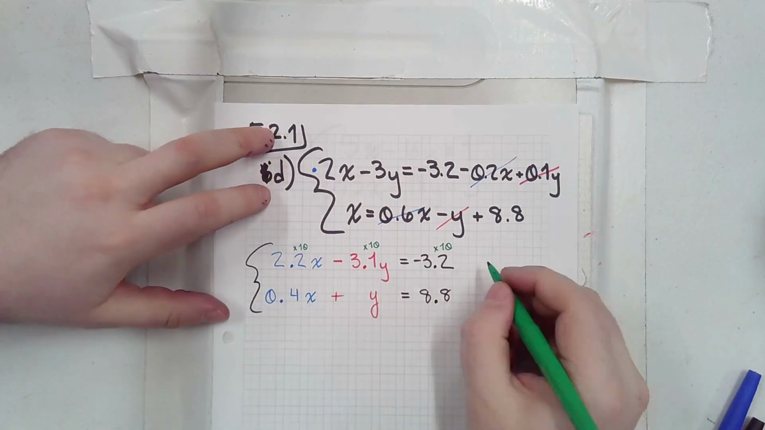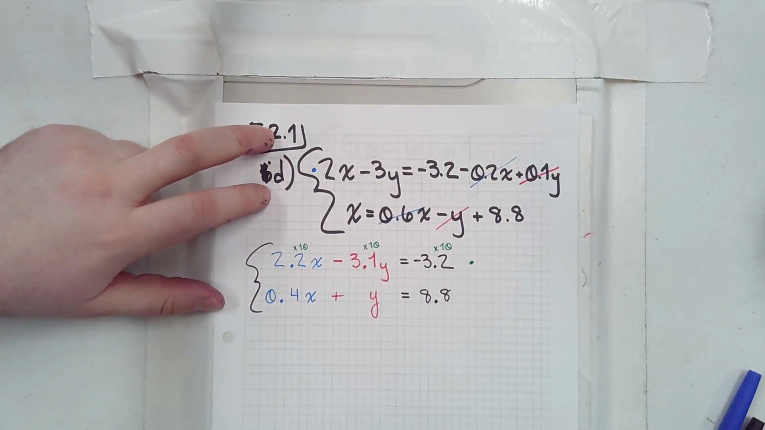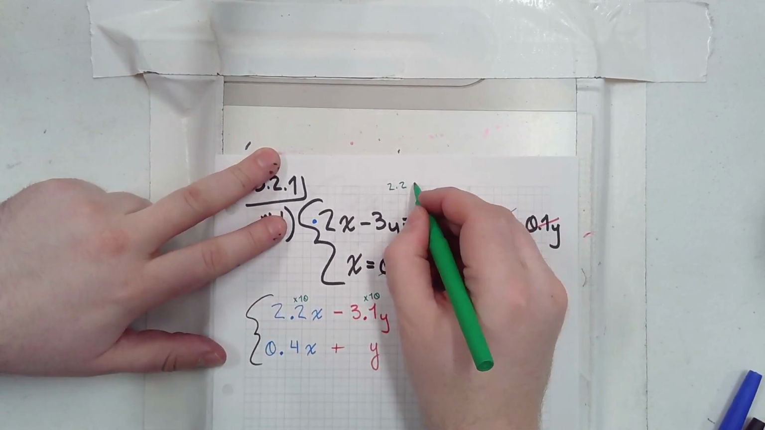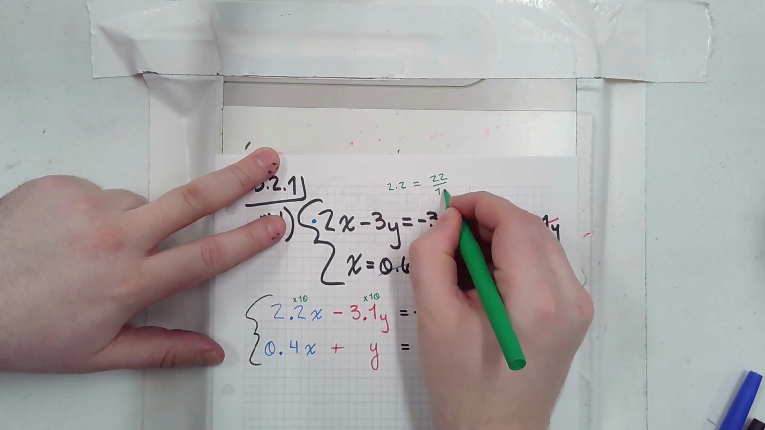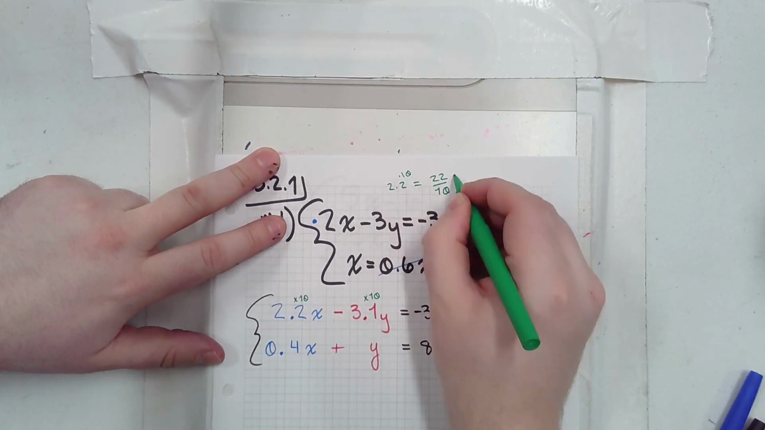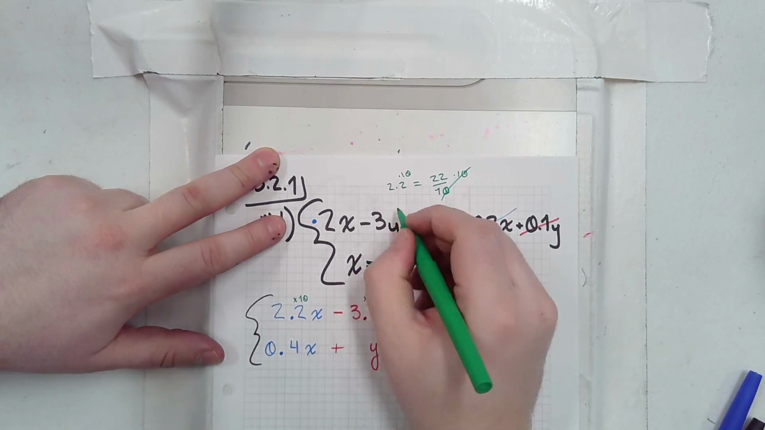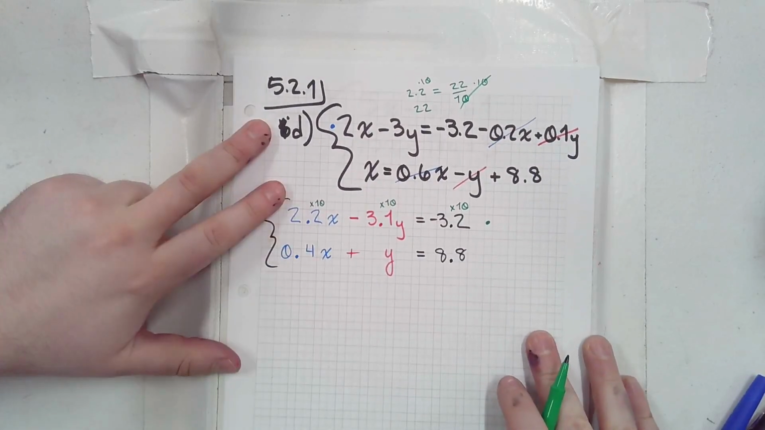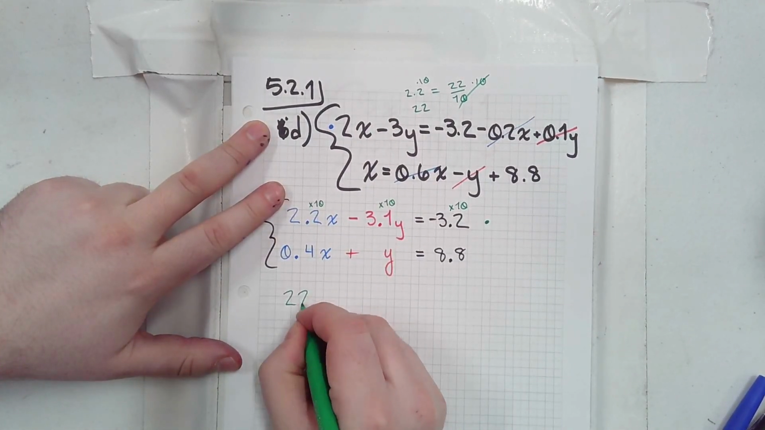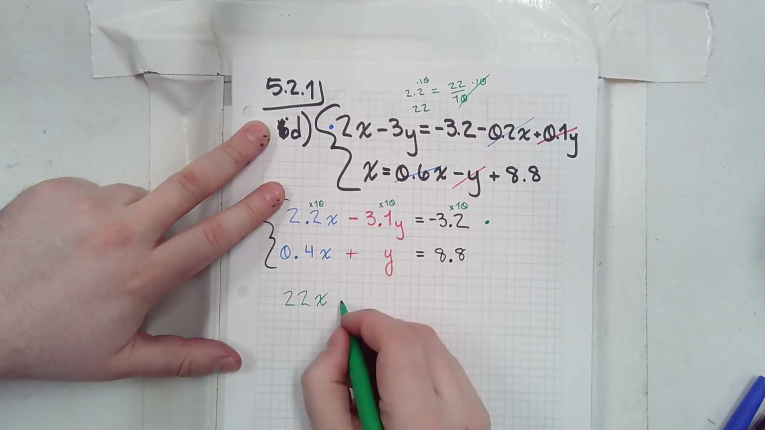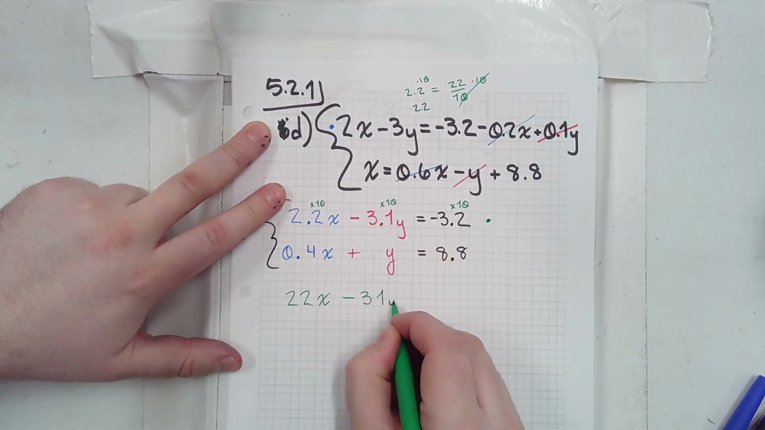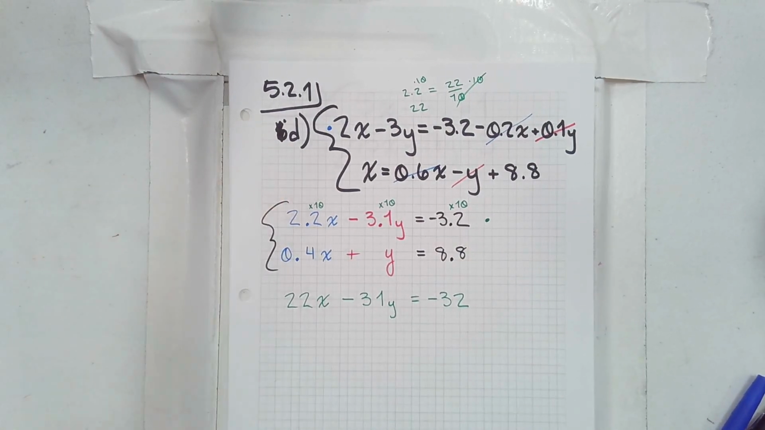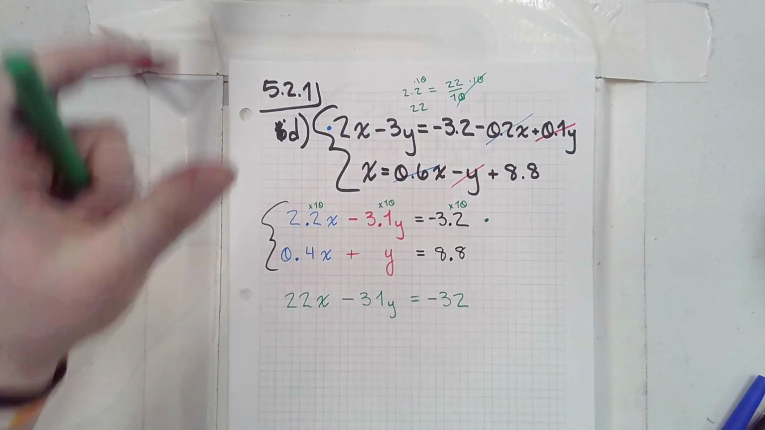And I'm going to call it the green equation. So this is my green equation. When I times by 10, 2.2 is the same thing as 22 over 10. So of course, timesing by 10 just gives you 22, or in other words, moves the decimal place over 1. So timesing by 10 turns that to 22x. Timesing by 10 makes that negative 31y. And timesing that by 10 makes it negative 32. And so the numbers are bigger, but at least they're not fractions.